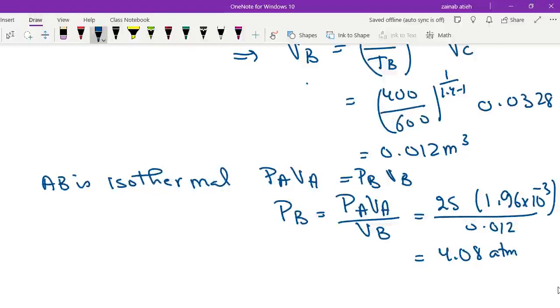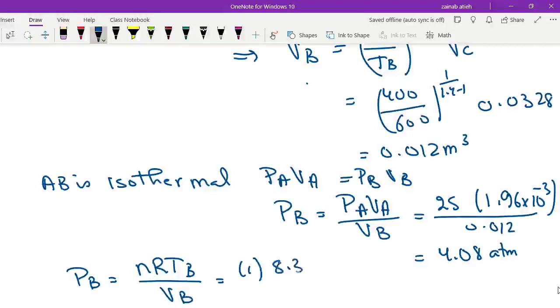Or you can do this thing معكم صار ال volume, so you can say that PA equals PB, I'm searching for B, nR dB over VB. So we will get 1, the R, it's 8.314, dB was 600 over VB, but هون بيطلع معكم الجواب البريشر بالباسكال. VB was 0.012, so هون بيطلع معكم الجواب بالباسكال مش بالاتموسفير, because you're using everything in SI unit.